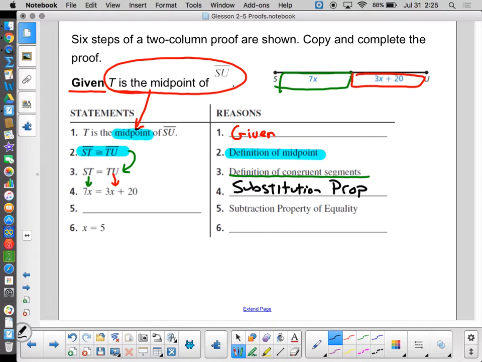Next, we do our algebra steps because we now are in algebra mode. 7x equals 3x plus 20. I'm going to subtract the 3x from each side. So 4x equals 20. And then we already had subtraction property. And from here, what am I going to do to both sides? Of course, we're going to divide. So that's division property.